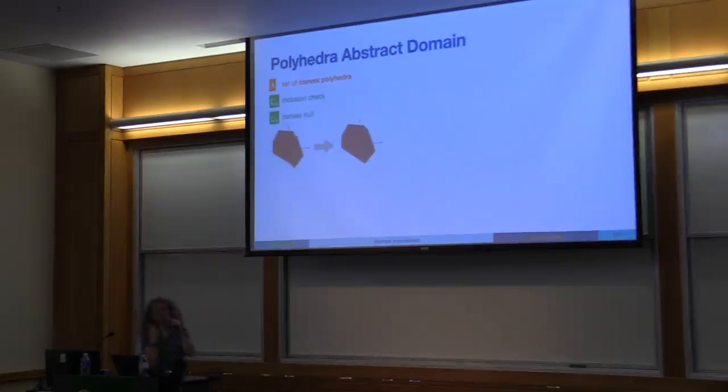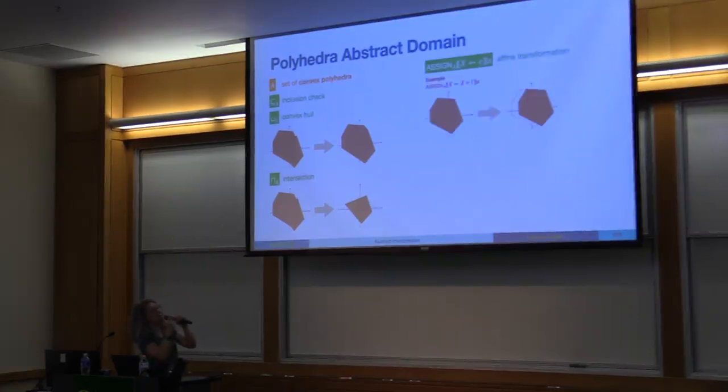The join is going to be the convex hull. So let's say you have one polyhedra and this other polyhedra. The convex hull is basically the smallest convex polyhedra that contains both. For the intersection, you basically take the intersection of all the constraints. So you join, you conjunct all the constraints in the polyhedra. You get a smaller polyhedra.